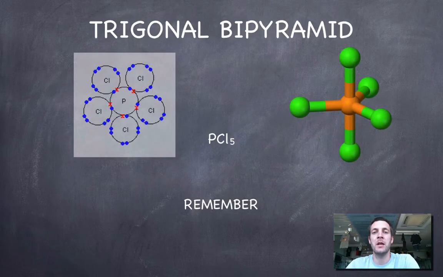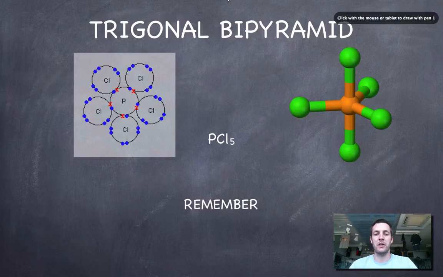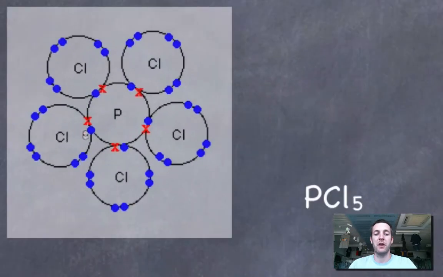So there are some shapes that you have to remember specific examples of, and the trigonal bipyramid is one of those, okay? If we just have a look at what we've got to have in order to end up with a trigonal bipyramid, we've got to have 5 bonding pairs of electrons around our central atom, and that's what you get if you draw an electron dot diagram for PCl5.